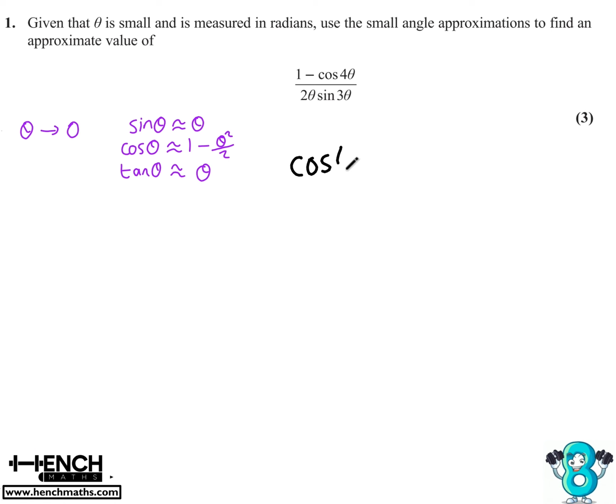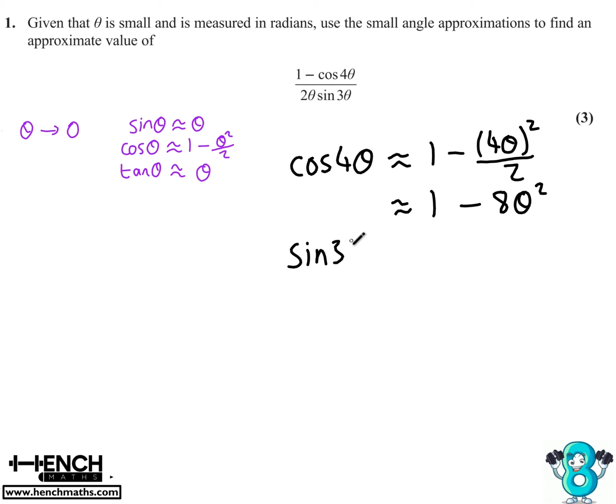So cos 4 theta will be approximately equal to, if we use this second identity, 1 subtract, now theta in this case is 4 theta, so I'm going to put that in brackets, (4 theta) squared divided by 2, and so that's simplified to 16 theta squared divided by 2, so we get 1 minus 8 theta squared. Now sine 3 theta will be approximately equal to 3 theta, so sine theta will be approximately equal to theta, and this is all when theta is small, so when theta tends to 0, which is what they've allowed us to do.